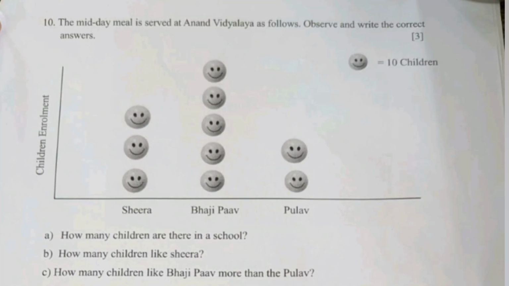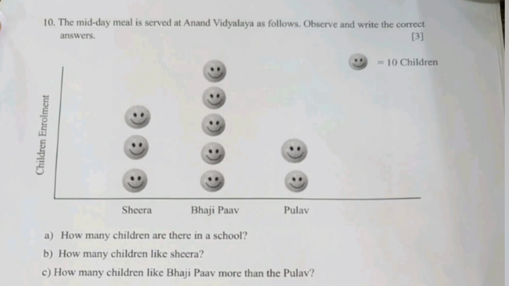Question number 10. The midday meal is served at Anand Vidyalaya as follows. Observe and write the correct answers. Here, one smiley is equal to 10 children. In this pictograph, children enrollment is given on the vertical line and on the horizontal line the items, that is shira, bhaji pav and pulav, have been given.